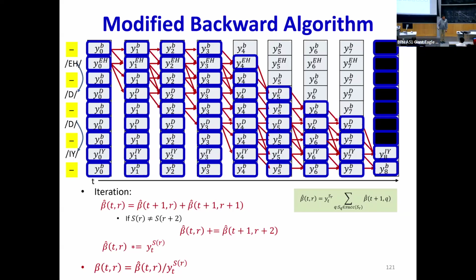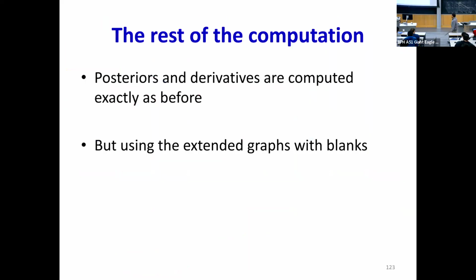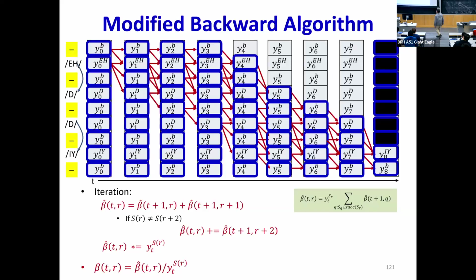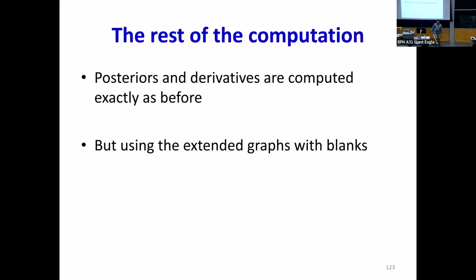So once you sum up the beta hats, you multiply it by the node probability, and you get beta hats going back. What you really need is beta, so you have to divide by the node probability, which is this term over here. And once you have the alphas and betas, you can compute gammas just as before.